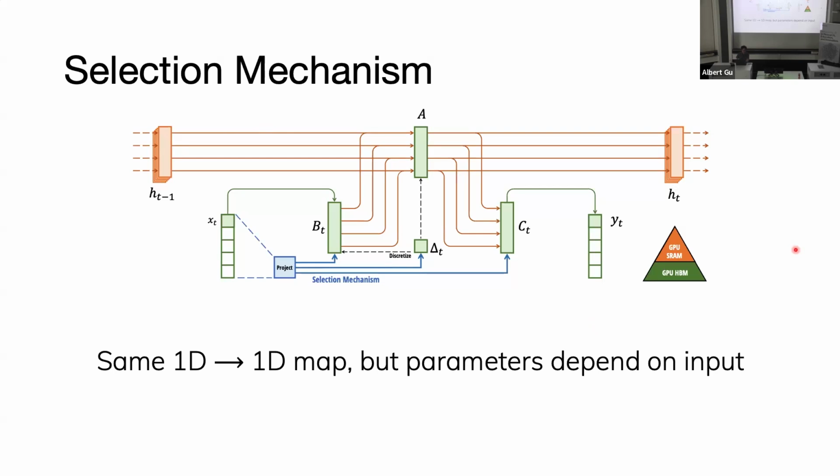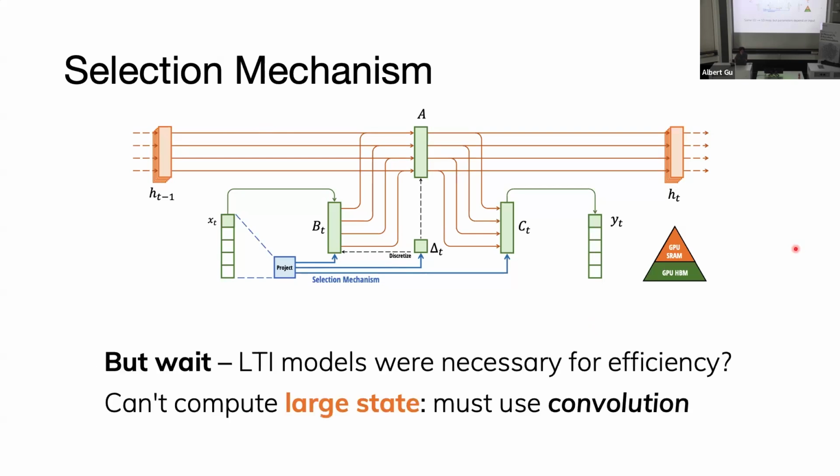Now, I emphasized previously why we needed linear time invariant models. Because of this hidden state H, I also mentioned that one of the key ingredients to make these more expressive is that the hidden state needs to be large, right? The hidden state needs to be large enough to remember information that we care about.